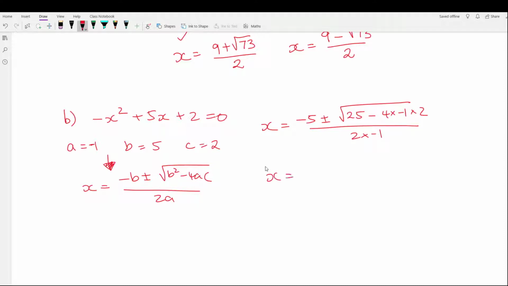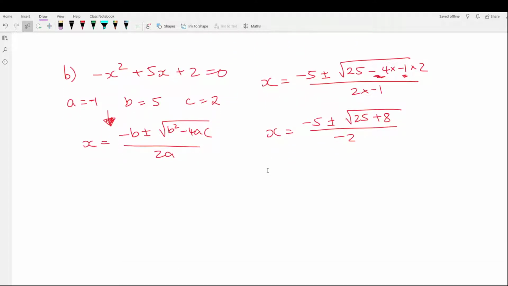Okay, x is equal to minus 5 plus or minus the square root of 25. So you've got to be careful here. We've got a minus 4 times a minus 1, that becomes positive 4. Positive 4 times 2 is positive 8, so plus 8 over, okay, so 2 times minus 1 is minus 2.